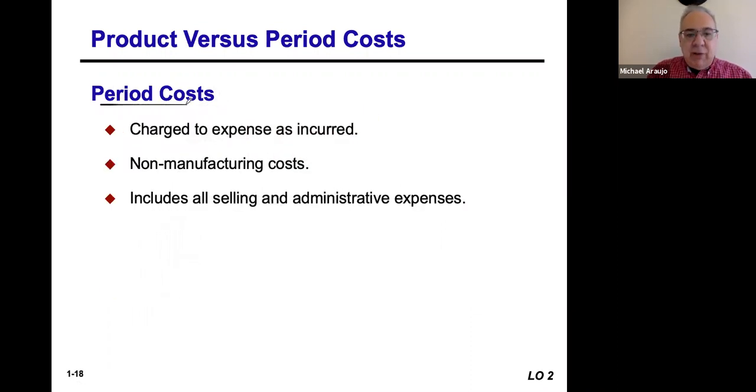So a period cost has to do with everything that's non-manufacturing based, but part of selling the product. So the sales expenses, administrative expenses, things like that. Those would be considered the difference between a product cost directly into the product versus a period cost, which is perhaps helping to market and sell that particular product.